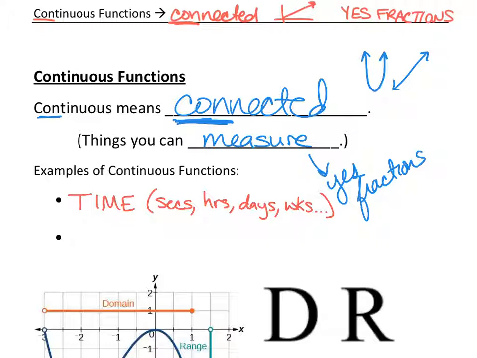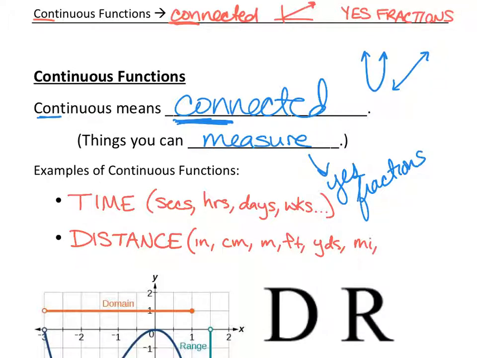Another classic example of things that are continuous, distance. Distance is continuous because when I'm measuring inches, I don't just go from 1 inch to another. I could have 1.5 inches. I could have 1 inch and 3/16. Those fractions allow me to know that distance is continuous. So maybe we have inches, maybe we have centimeters, meters, feet, yards, miles, kilometers. Whatever you can think of as a unit of distance, all of those distance units create continuous functions.